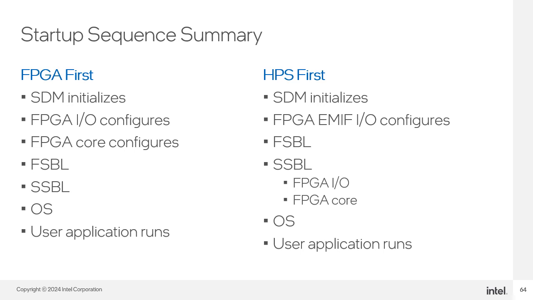With the HPS first mode, most of the tasks are very similar. The SDM is initialized with the boot ROM. The boot ROM initializes only the EMIF I/O in the FPGA and then loads the first stage bootloader into HPS on-chip RAM. The first stage bootloader does all the same tasks, and then when the second stage bootloader runs, in addition to initializing the rest of the HPS system and loading the OS, the second stage bootloader will configure the remainder of the FPGA I/O and the FPGA core logic before releasing operation to the loaded OS.